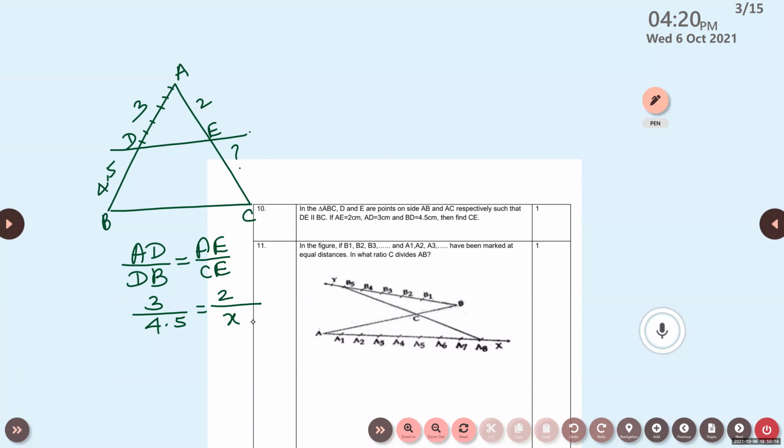Ma'am, x is equal to 3. Is it correct, children? Yes, ma'am. Yes, answer is 3. Correct. What is the answer? Are you able to solve? Yes, ma'am. X is 3. Okay. Is it clear, children? Is it okay?